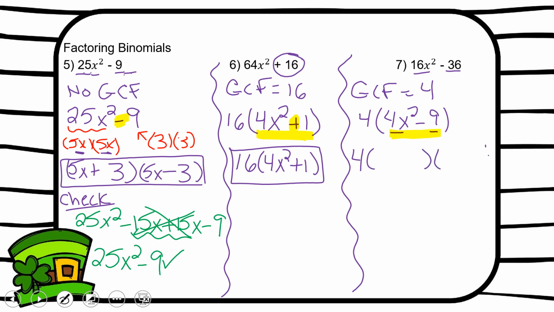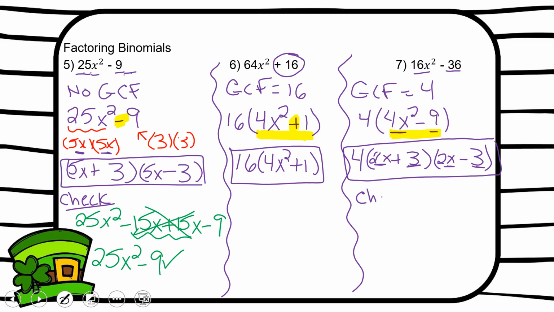And I'm going to set up my empty binomials. For difference of two squares, we know that one has to be plus and one has to be minus. And then how do we get our numbers? Well, they're both going to start with the root of 4x squared, which is 2x. And then they're both going to end with the root of 9, which is 3. So we're thinking that this right here is our answer. Well, let's check it.